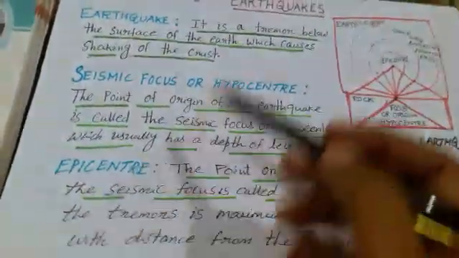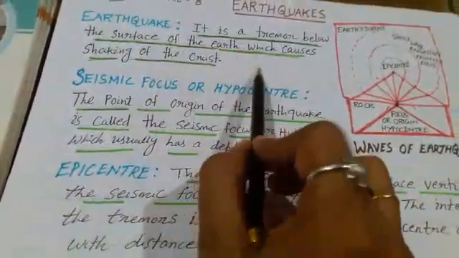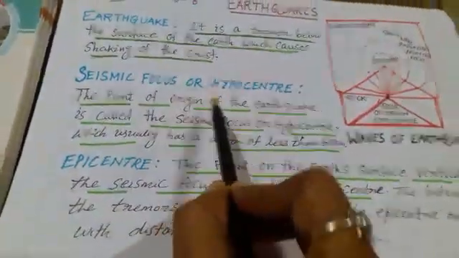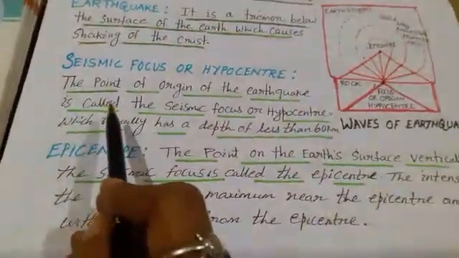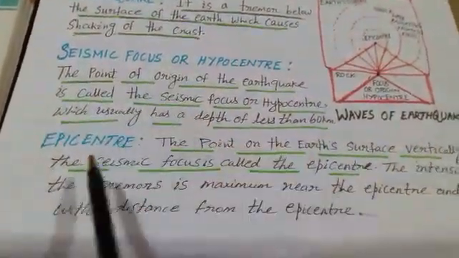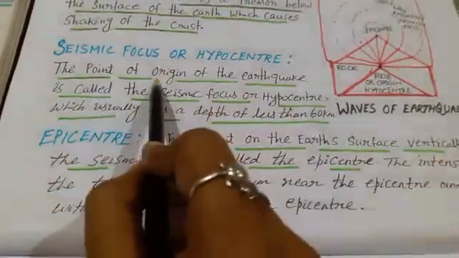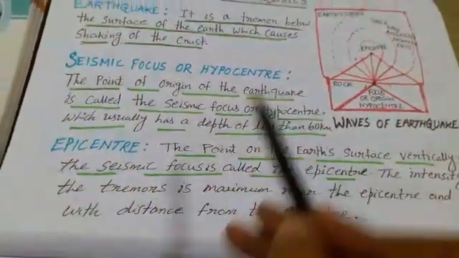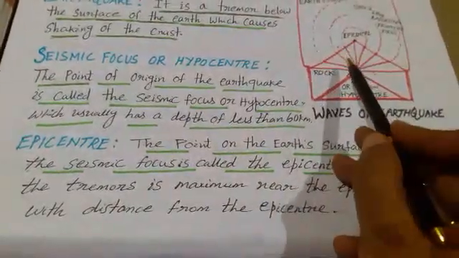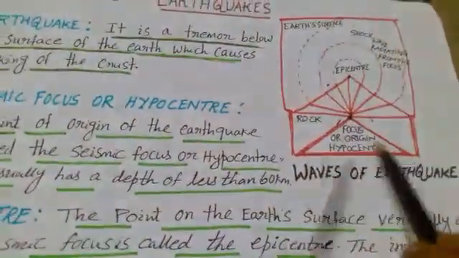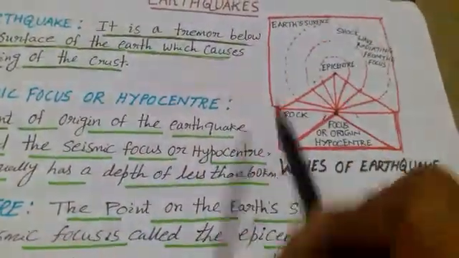Related to this portion, what are the questions? Define earthquake. What do you mean by seismic focus? And what is epicenter? Otherwise, it can ask: distinguish between seismic focus and epicenter. Seismic focus means the point of origin of an earthquake, and epicenter means the point on the earth's surface vertically above the seismic focus. Draw a neat and labeled diagram of the waves of the earthquake.